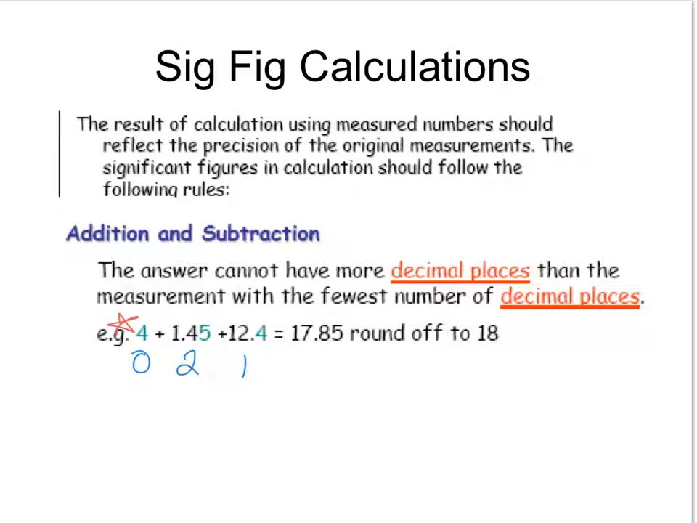Now this is the part that people have trouble with. If you just add it up in your calculator, if you were in math class, you would get 17.85, and that would be good. And you guys want that to be good, but it's not good because our answer can only have a digit in the ones place. It can't have any more digits than that, so you have to round it off to 18.